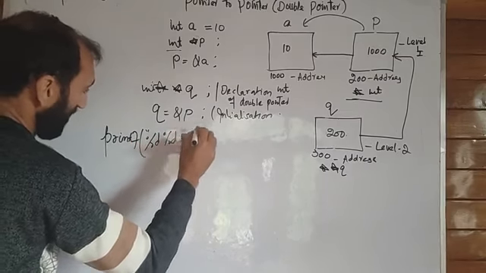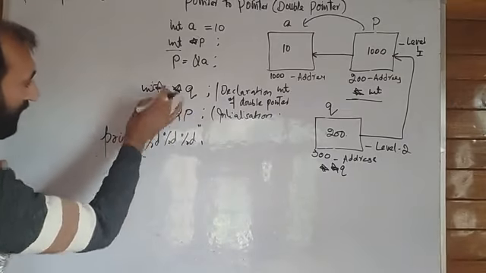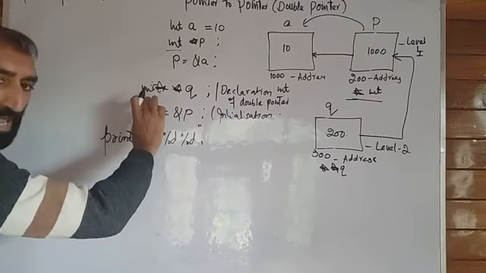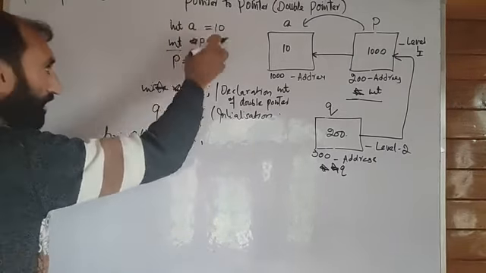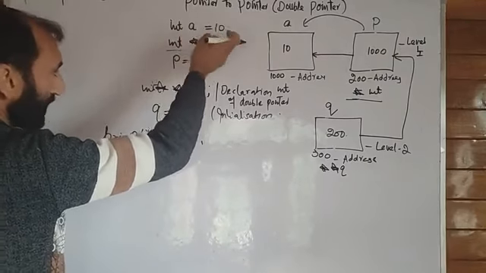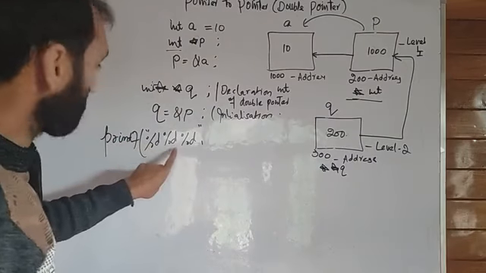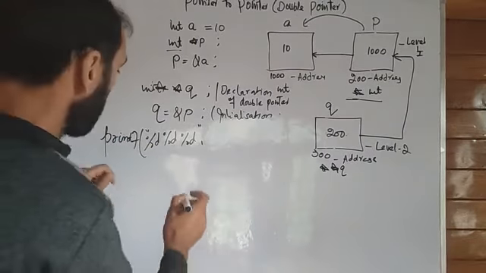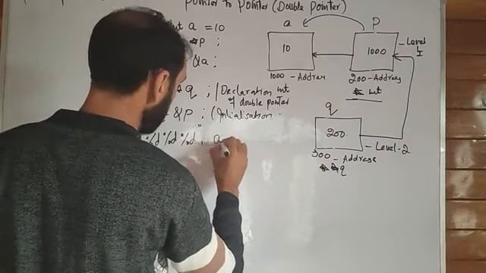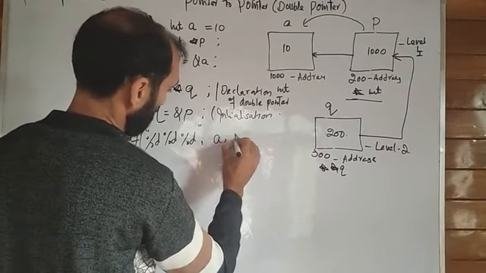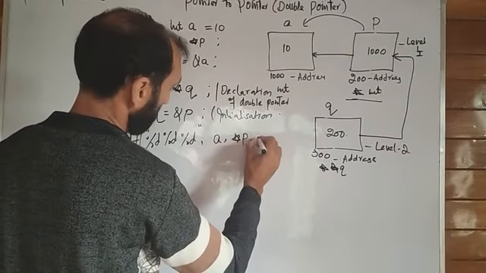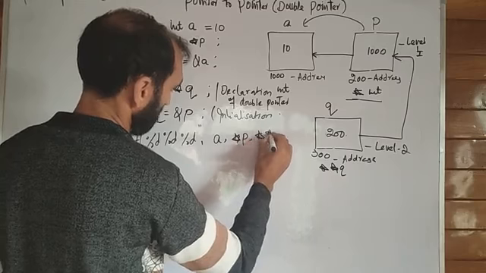Here %d is used because all these 3 are integer type. %d is the format specifier for integers: a is an integer, p is an integer, everything. Then print a, print *p, and so on.